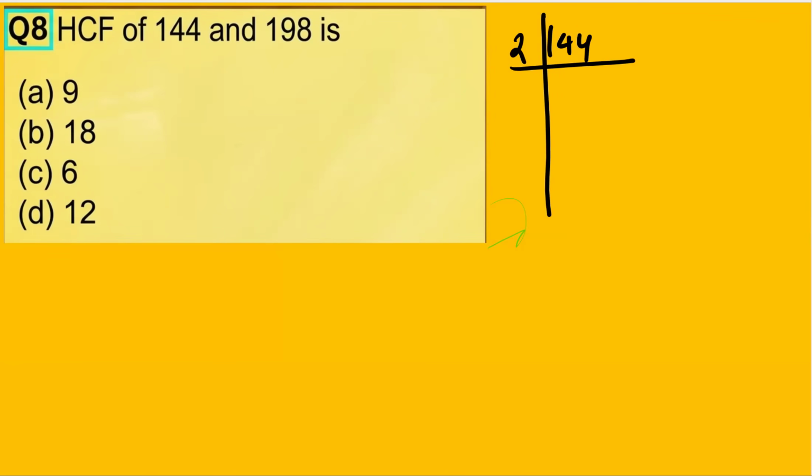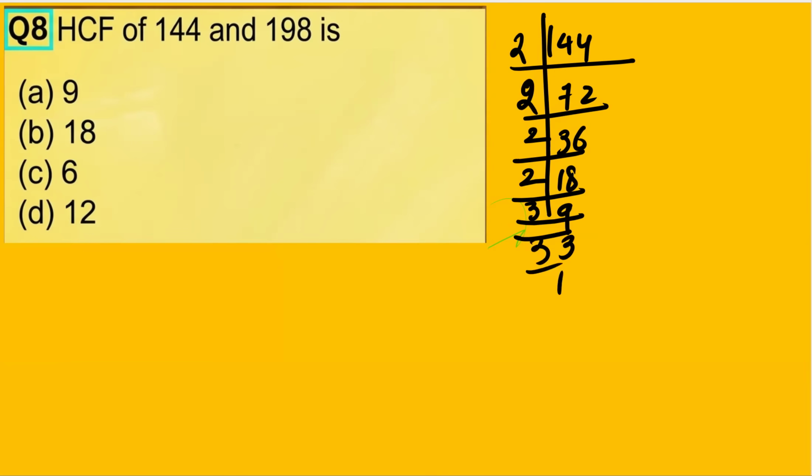144 divided by 2 gives 72, and then 72 divided by 2 gives 36. Again, 36 divided by 2 gives 18, and 18 divided by 2 gives 9. Then 3, 3, 1. So the prime factorization of 144 is 2 to the power of how many times? 1, 2, 3, 4. So 2 to the power of 4 multiplied with 3 to the power of 2.